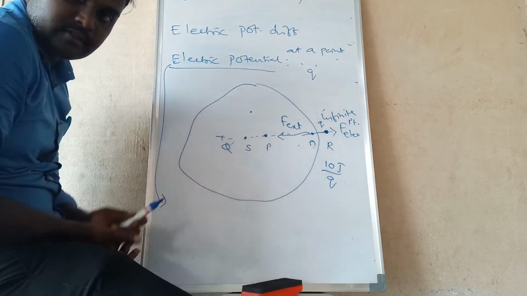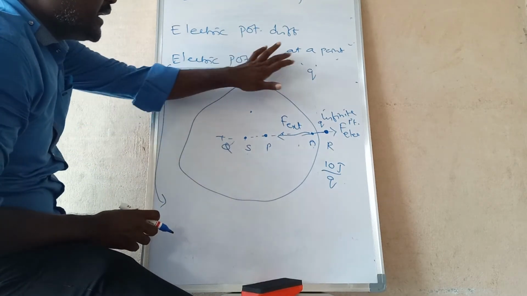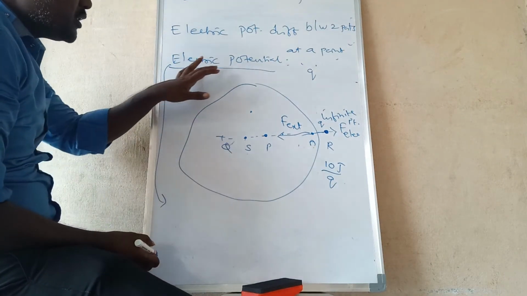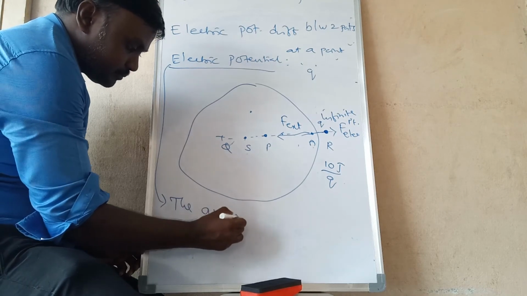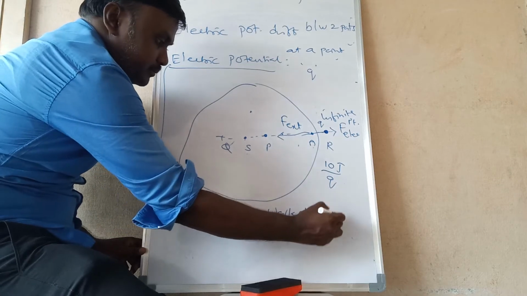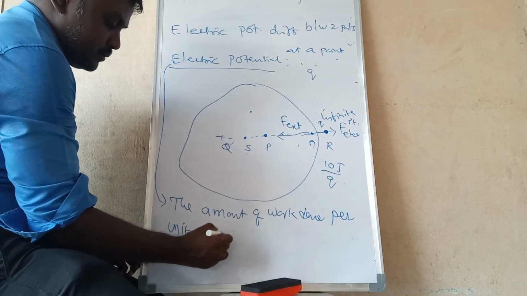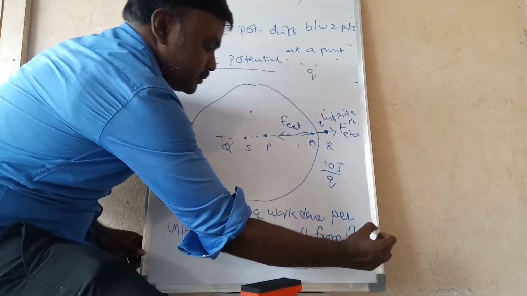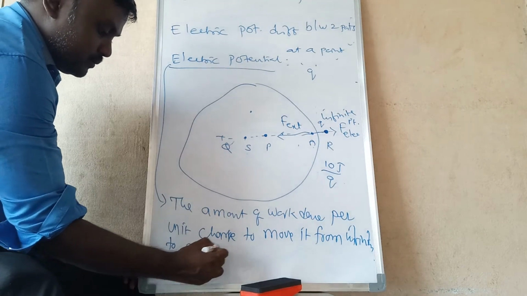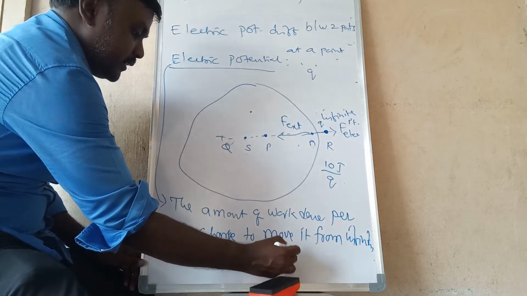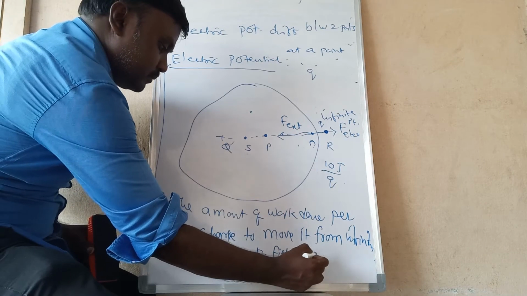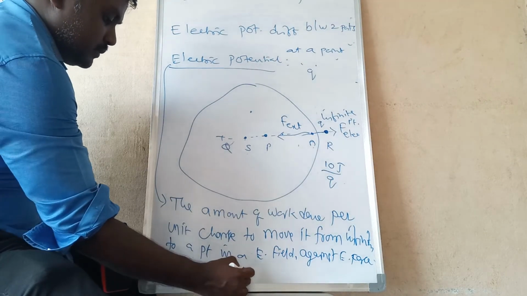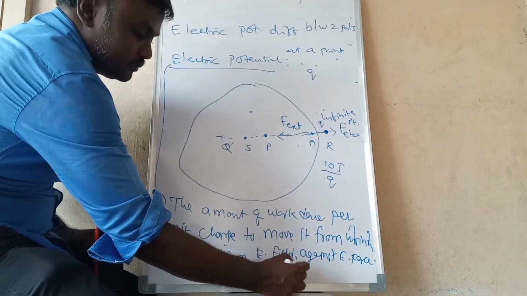These may be simple basic conceptual questions they may ask. So here, electric potential at a point and electric potential difference between 2 points. Electric potential means, here I am writing, the amount of work done per unit charge to move it from infinity to a point in an electric field against the electric force is called electric potential at that point.